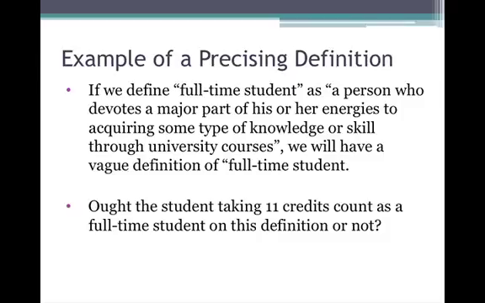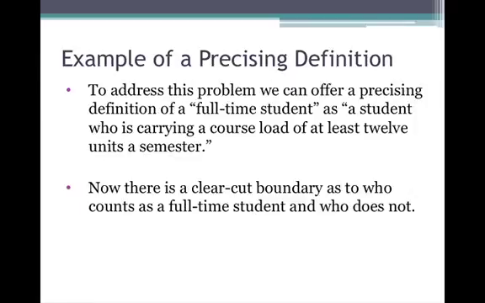This is because it's not clear what counts exactly as devoting a major part of your energies to acquiring something. Ought a student taking 11 credits count as a full-time student on this definition or not? To address this problem, we can offer a precising definition of a full-time student as a student who is carrying a course load of at least 12 units a semester. Now there is a clear-cut boundary as to who counts as a full-time student and who does not.